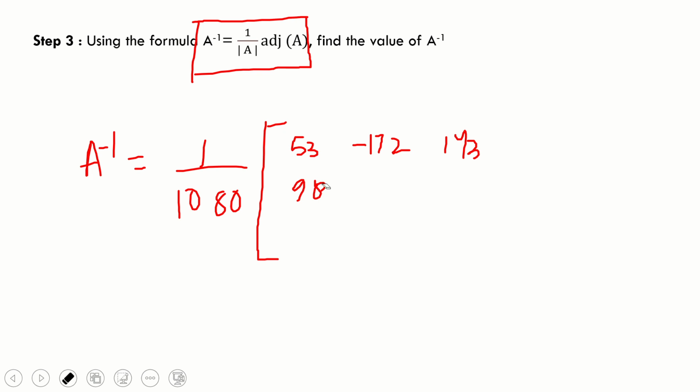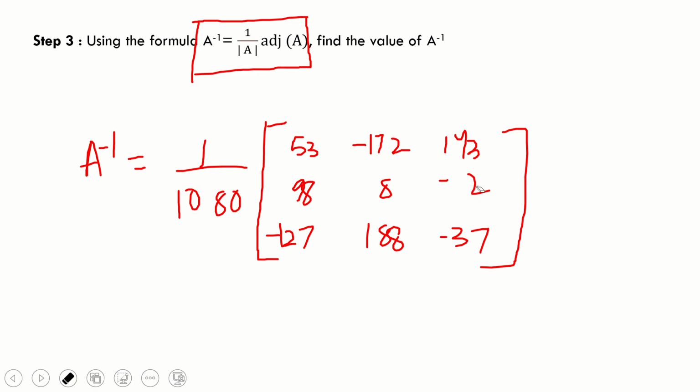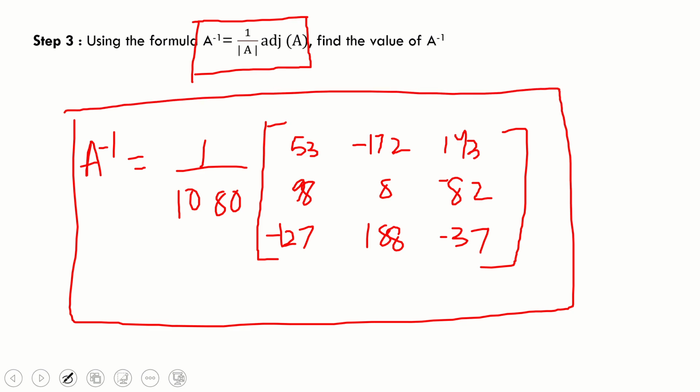This is 8. Okay, let me erase it. I have to write it clear, right? 98, 8, minus 82, minus 127, 188, and minus 37. This 82 is not looking good, so again I am writing. So finally this is our A inverse, and this is a special inverse because it is the inverse of a magic square matrix. Okay, it is an inverse of a magic square matrix.